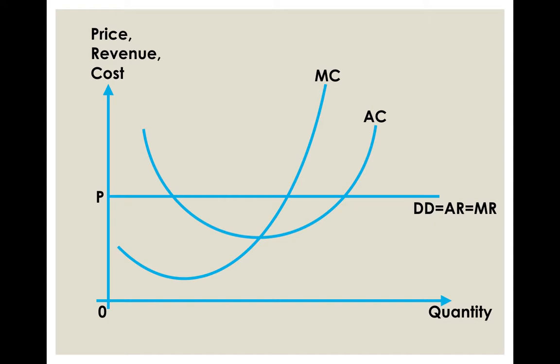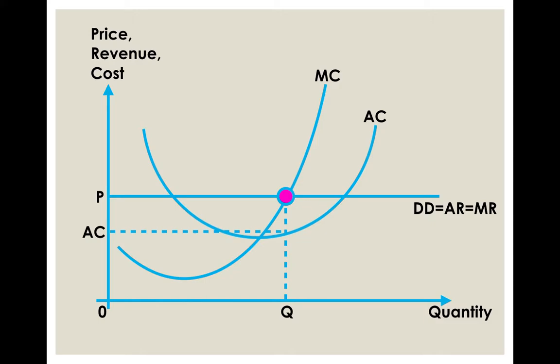Now, with these three curves drawn in, the first thing we need to do is to find the profit maximization point. The profit maximization point occurs at where MC equals MR. This is the point that allows the firm to maximize its profits. Therefore, the profit maximizing quantity is given by Q. At this quantity Q, the average cost incurred of producing every unit is given by AC.